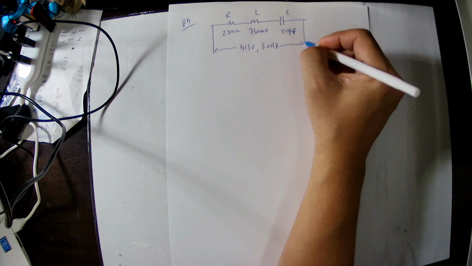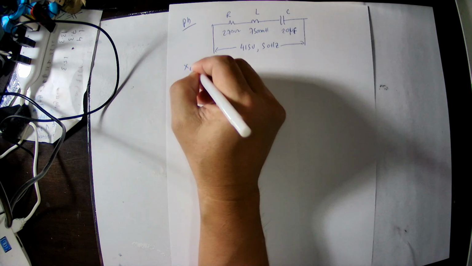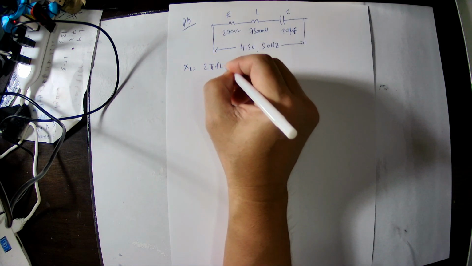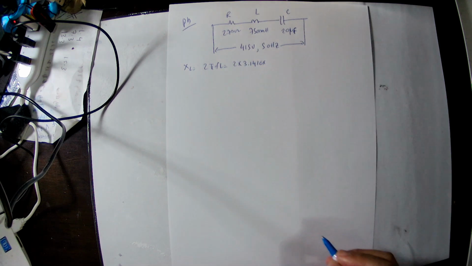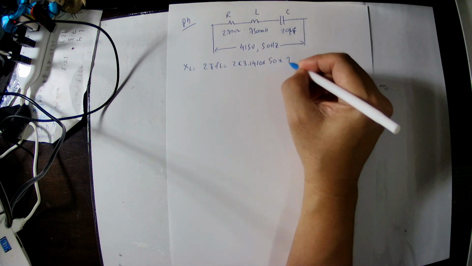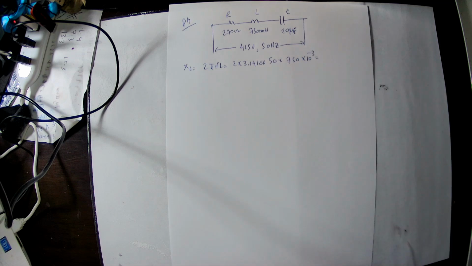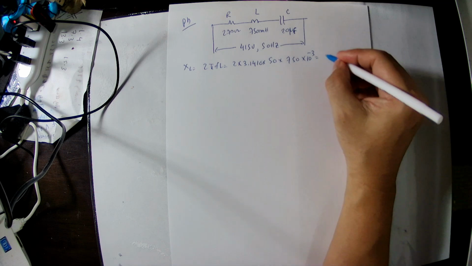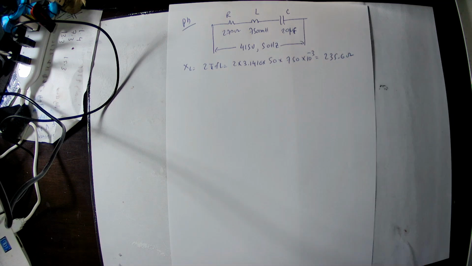So in this situation, we need to find the reactance of the inductor. XL needs to be calculated. XL equals 2πfL. So 2 by 3.1416, frequency 50, and inductance 750 millihenry. Because of millihenry, multiply with 10 power minus 3. Then we calculate, that will be 235.6 ohm. So this is XL.